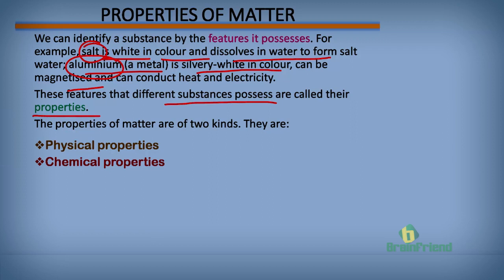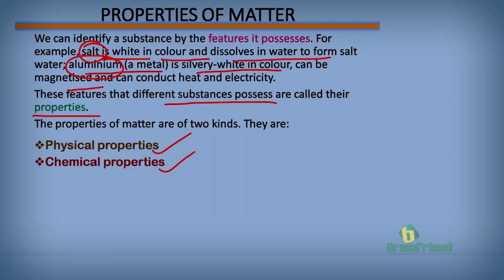Okay? So whatever feature that you can use to identify a particular substance and tell it apart from another substance, those features are known as what? The properties of the substances. Now, the properties of matter are of two kinds. We have physical properties and chemical properties.